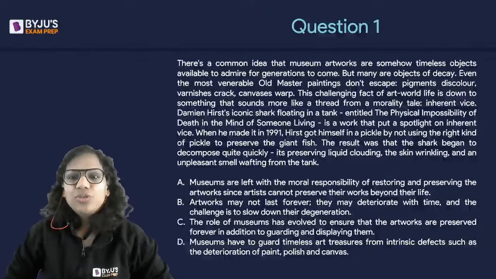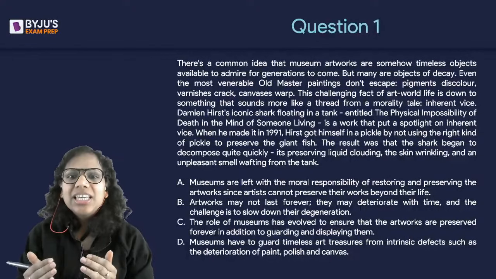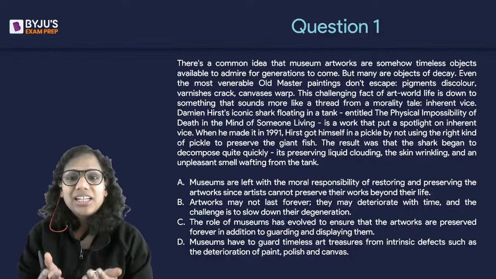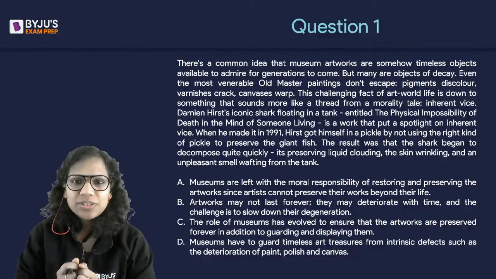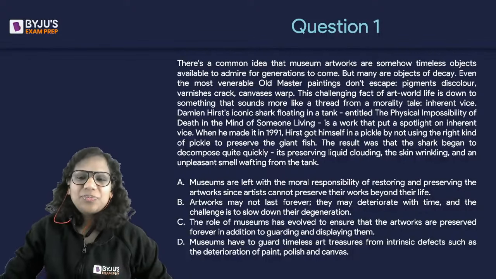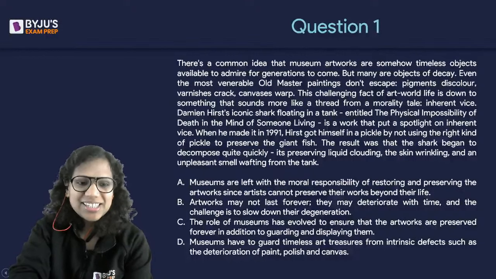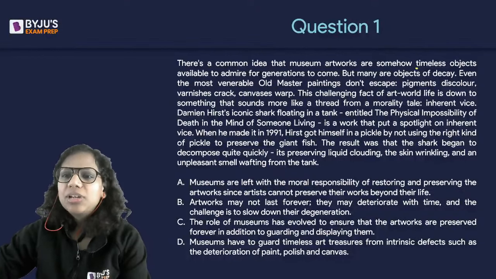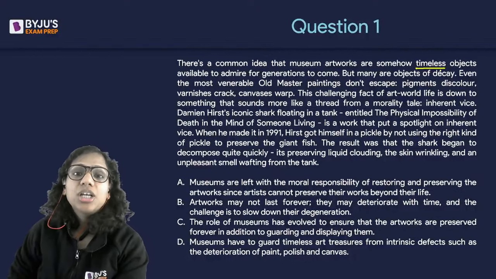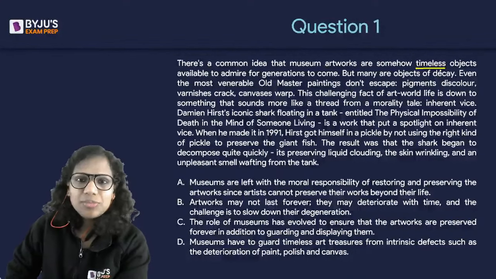Okay, so here's a question for you. This is a para summary question. Let's read this together and we will see how it has synonyms also, antonyms also, and how understanding that will help you to attempt this question. Ready? There's a common idea that museum artworks are somehow timeless. So, calling them timeless. What is timeless? Something that stays forever. Something that is not mortal or probably won't decay with time, isn't it?